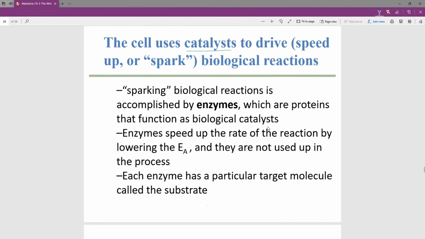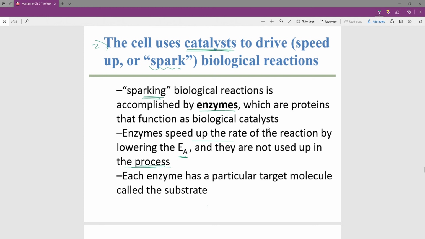The other definitions here, so we said that they are used to speed up chemical reactions. We could also say that they are catalysts. And a catalyst is a driver or a sparker to biological reactions. This sparking we're talking about is what the enzymes are doing. So enzymes can speed up the rate of the reaction by lowering that energy of activation. They are not used up in the process. They are another renewable thing.